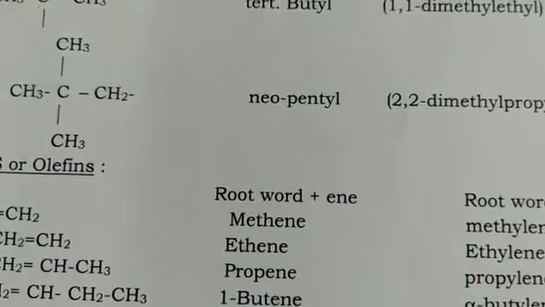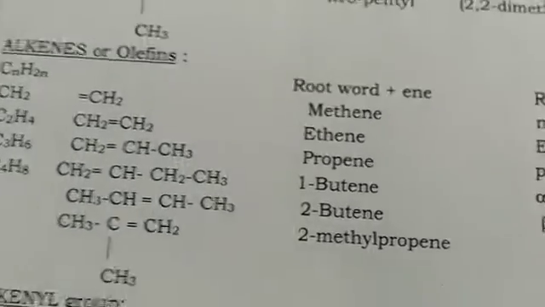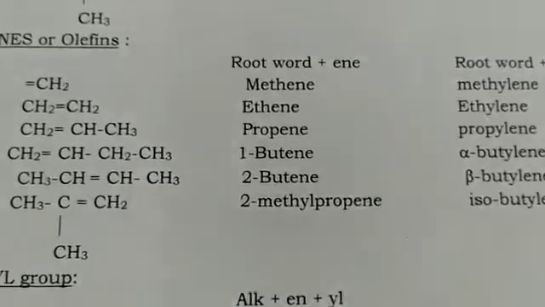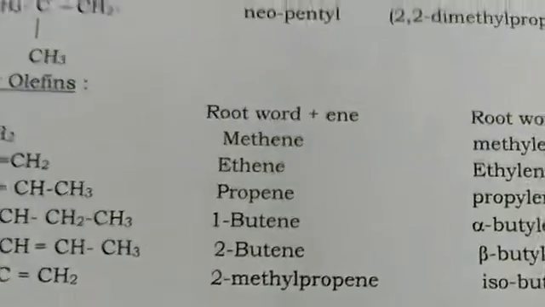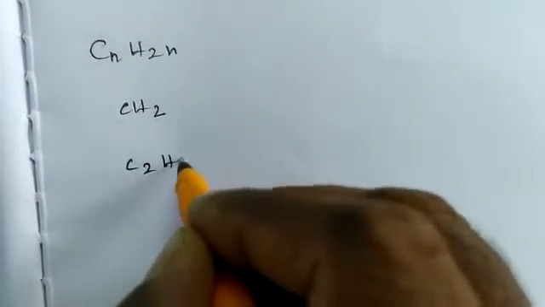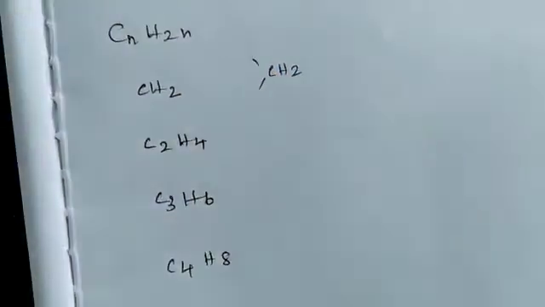Next, we can see the alkene. Alkenes are also called olefins. Its general formula is CnH2n. If you put one carbon atom, then CH2; two carbon atoms, C2H4; three, C3H6; four, C4H8. So CH2, carbon valency is 4, so this is nothing but only a group.